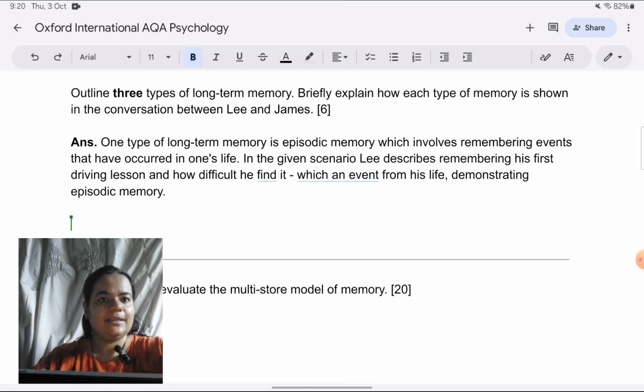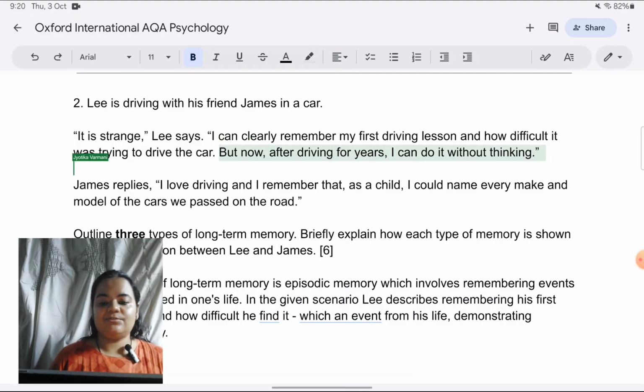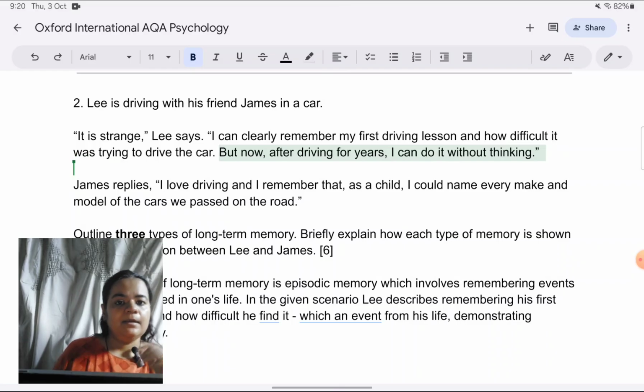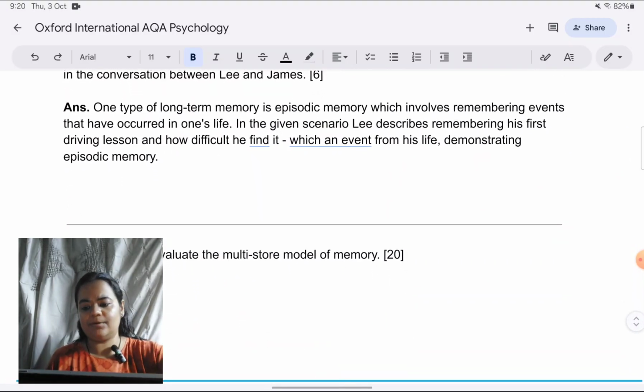Okay, next if we look at the scenario again, Lee also mentions, it's Lee's quotation only, but now after driving for years, I can do it without thinking. We have learned that one type of long-term memory is procedural memory, in which we learn to perform some procedure. Usually they are motor procedures, like how to drive a car or how to ride a bicycle. With enough practice and rehearsal, we are able to perform those actions, those procedures, without having to think about them. They become automatized. So when Lee says that now he's able to drive without thinking, that is indicative of procedural memory. So next we can talk about that.